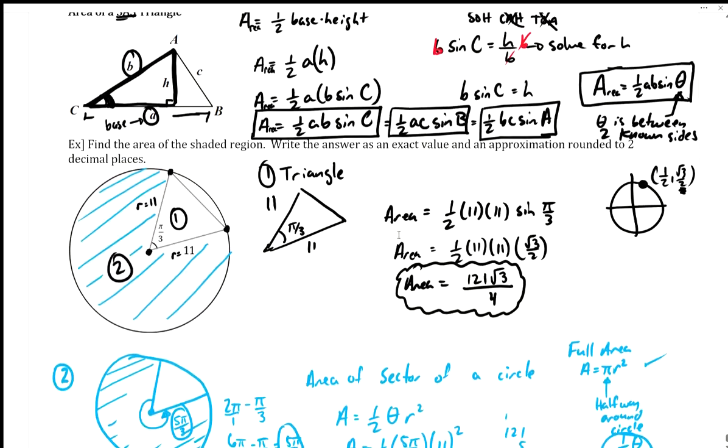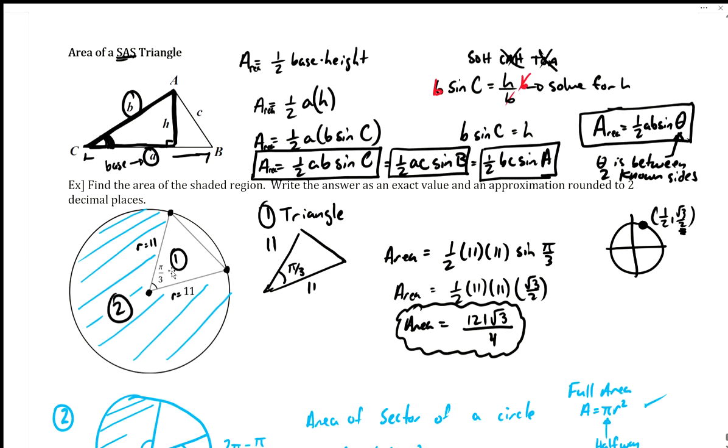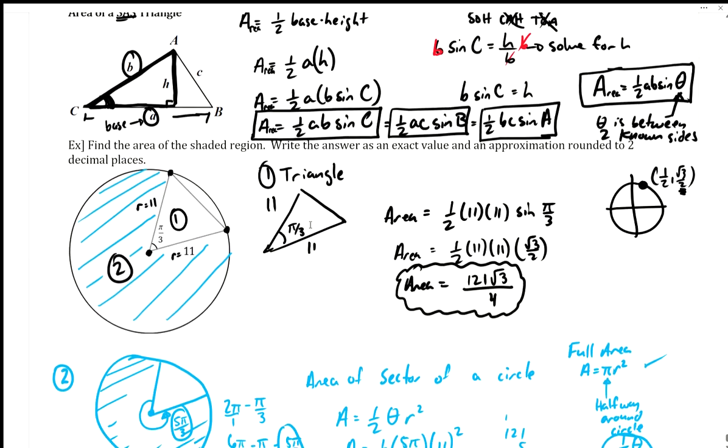Okay, so the new thing was the triangle. If you have two sides and then the angle squeezed between, we can always find that area.